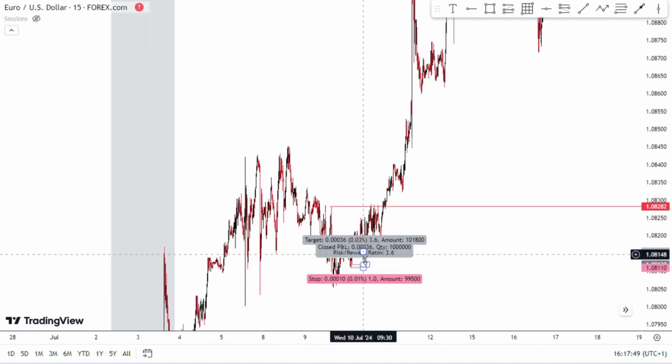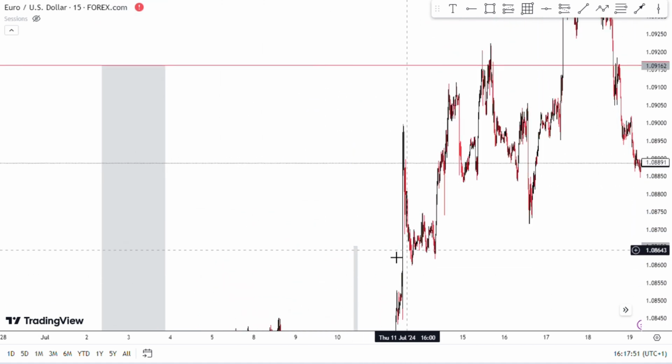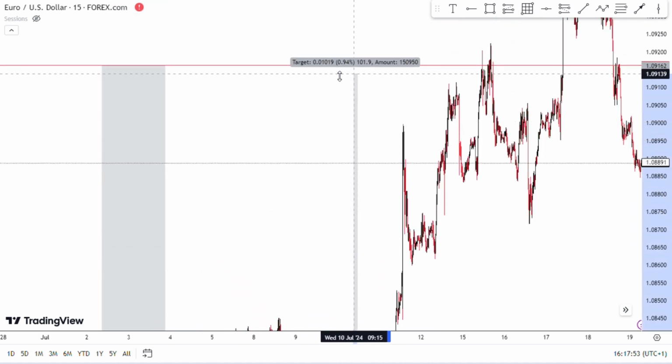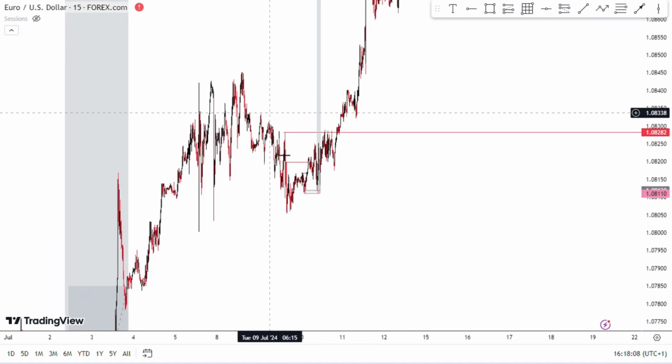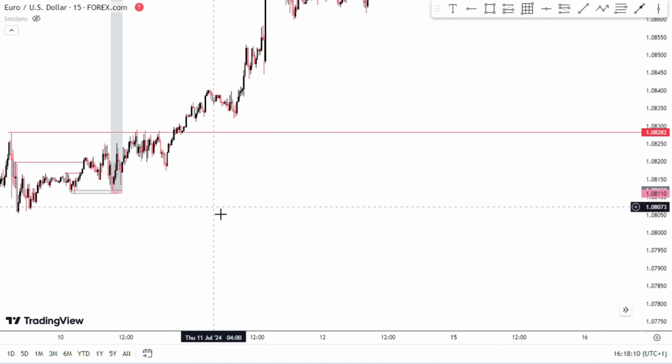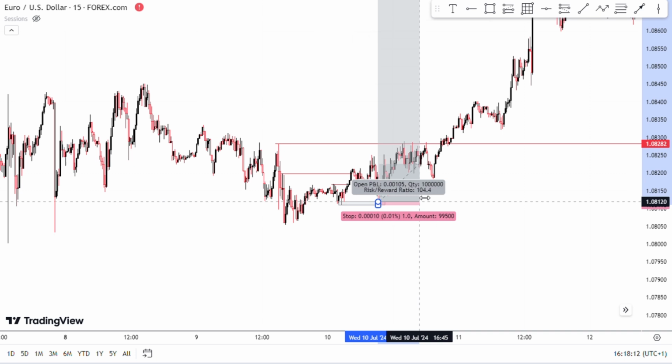Okay. So this way we are going to set our take profit. Our take profit is going to be in the same place as this take profit. So let's just check the ratio. I think this ratio is very huge. Okay, can you see the ratio?